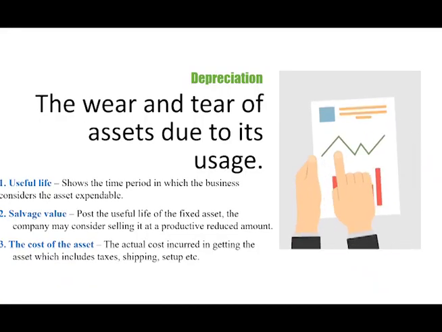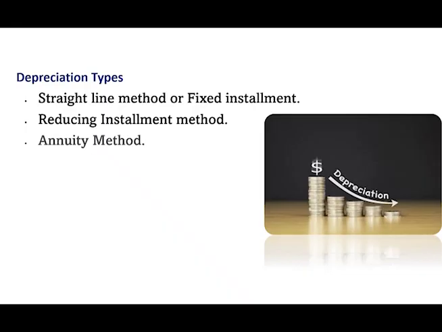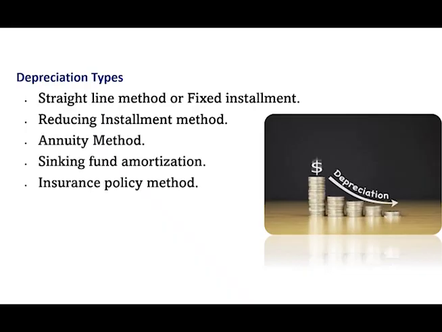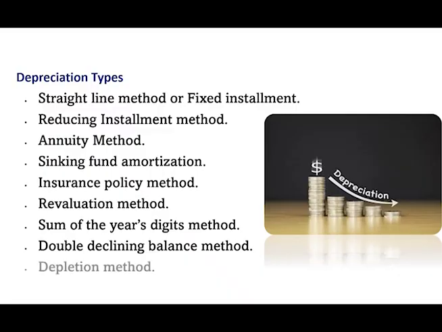We would be ending our lesson with depreciation types. We would be listing them in no particular order with advice to do a deeper study on them. 1. Straight line method or fixed installment. 2. Reducing installment method. 3. Annuity method. 4. Sinking fund amortization. 5. Insurance policy method. 6. Revaluation method. 7. Sum of the year's digits method. 8. Double declining balance method. 9. Depletion method.